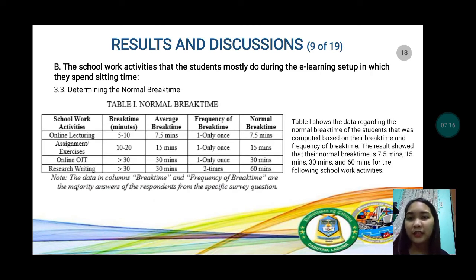Determining the normal break time. Table 1, Normal Break Time. Table 1 shows the data regarding the normal break time of the students that was computed based on their break time and frequency of break time. The results showed that their normal break time is 7.5 minutes, 15 minutes, 30 minutes, and 60 minutes for the following schoolwork activities. The data in the columns, break time and frequency of break time, are the majority of the respondents from the specific survey question.